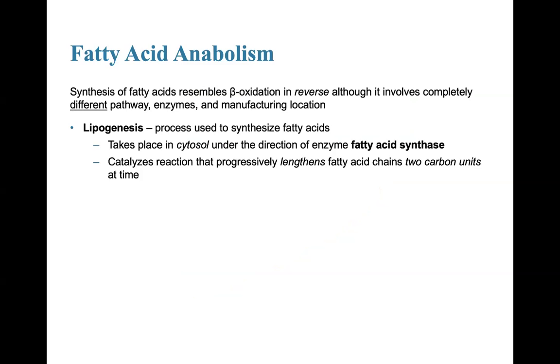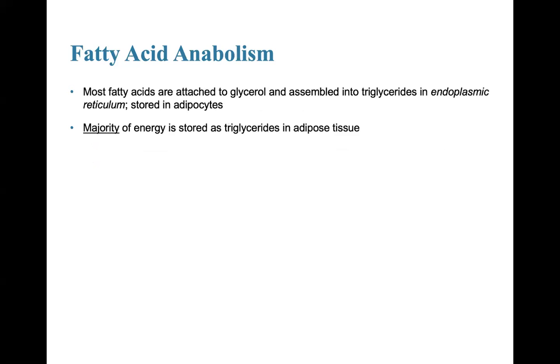Now, fatty acid anabolism, the synthesis of fatty acids, resembles beta oxidation in reverse, although it involves a completely different pathway, enzymes, and manufacturing location. This is a process referred to as lipogenesis. Genesis means formation. This is the process used to synthesize fatty acids. It takes place in the cytosol under the direction of fatty acid synthase, which catalyzes a reaction that progressively lengthens fatty acid chains two carbon units at a time. Remember, in beta oxidation, you were breaking down 2 carbon units at a time. Most fatty acids are attached to glycerol and then assembled into triglycerides in the ER and stored in adipocytes.